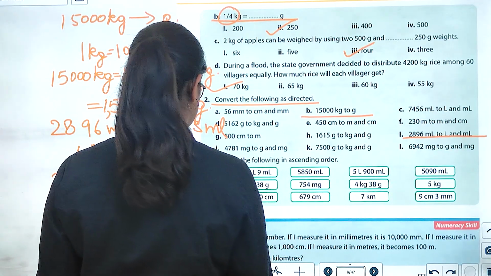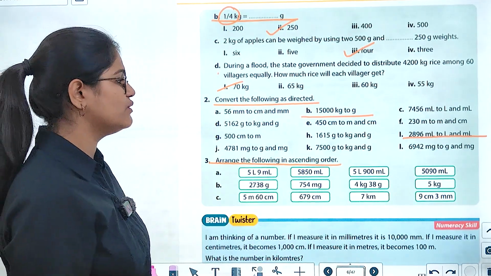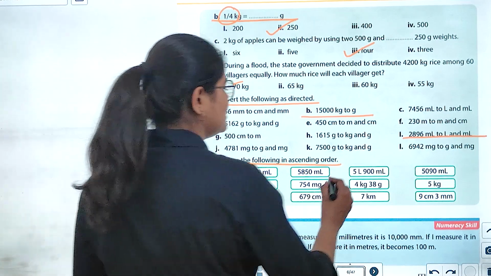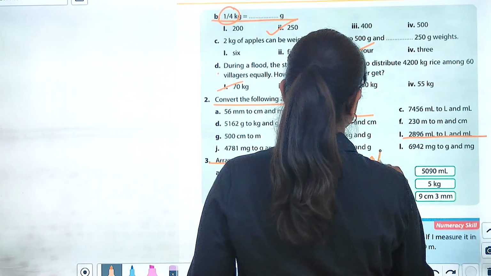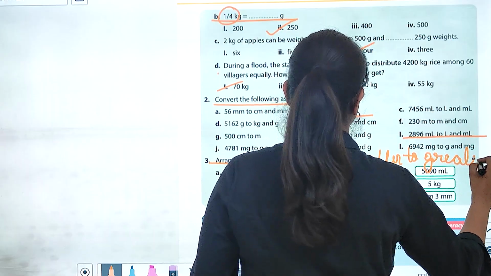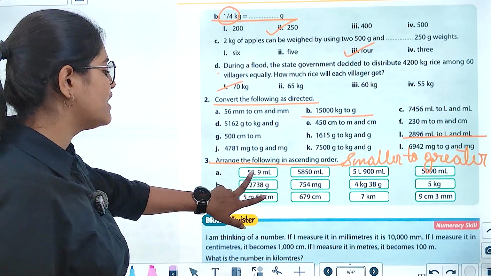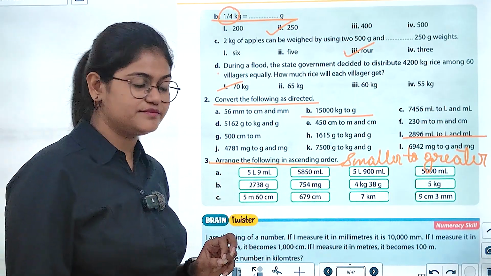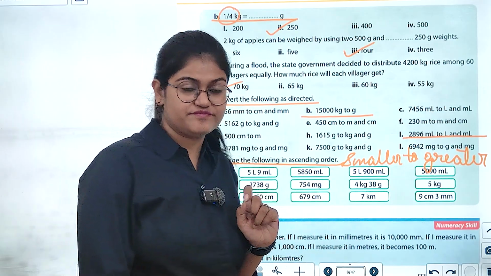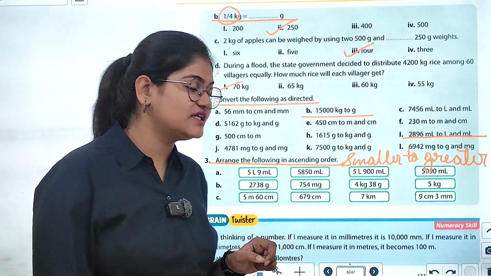Coming up to the next question. The question is: arrange the following in ascending order. So now we have to arrange all these units in ascending order, meaning smaller to greater, right? In this series we have to arrange them. So here you can see we have 5 liters and 9 milliliters. Then it is 5,850 milliliters. Then it is 5 liters 900 milliliters.